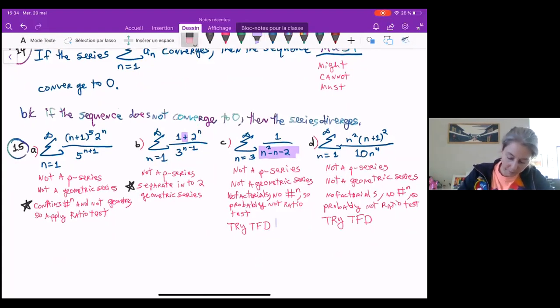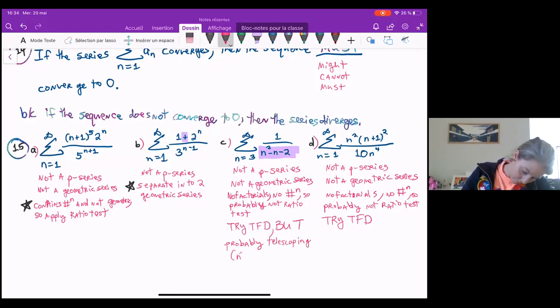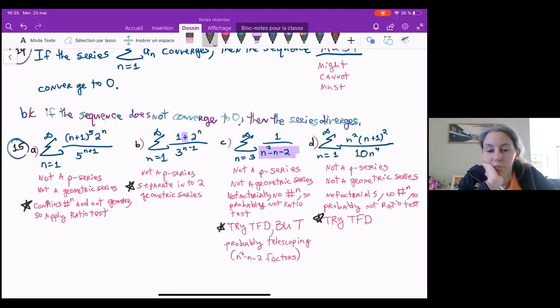All right. Also, I would like to point out D, kind of like B, could be separated into geometric series, D could be separated into p-series. We're going to try the test for divergence. If it doesn't work, then we'll go back and think about that.